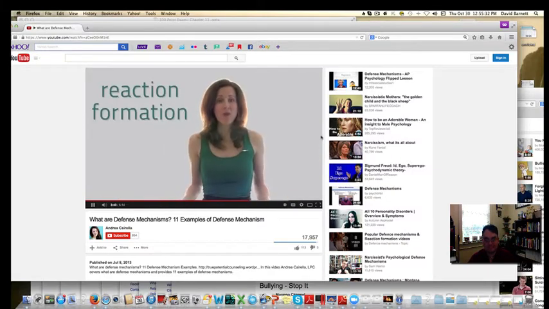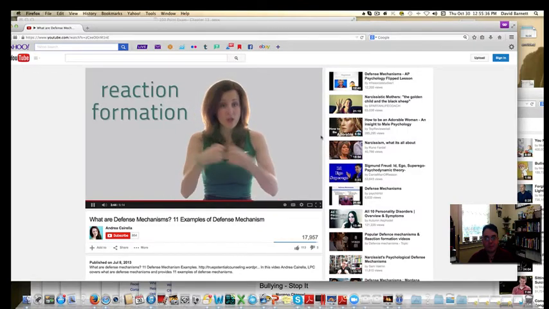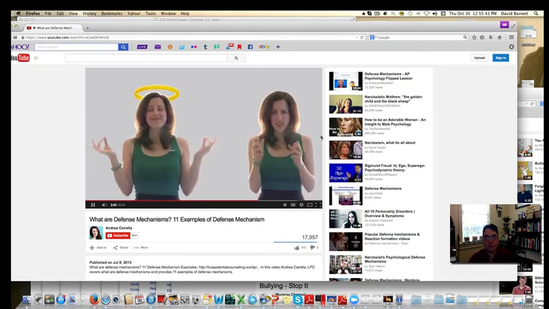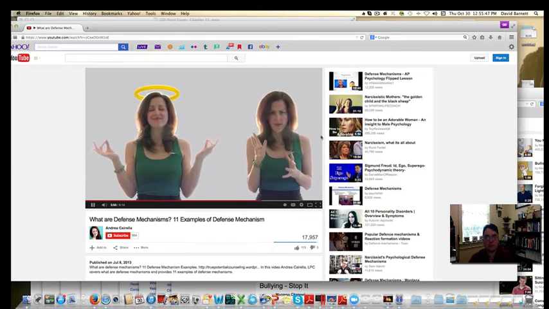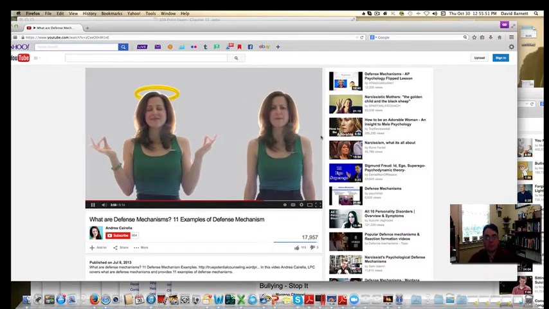Reaction formation. Overcompensation for fear of the opposite. When there are two conflicting parts in the self, one is strengthened while the other is repressed. For example, someone may be extremely calm and relaxed, but may have a lot of repressed hostility and anger that they are unaware of on a conscious level.